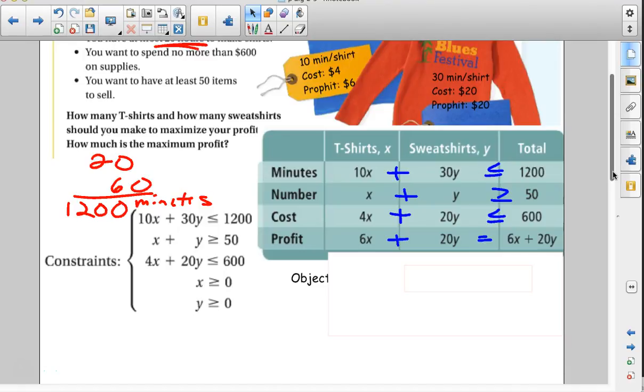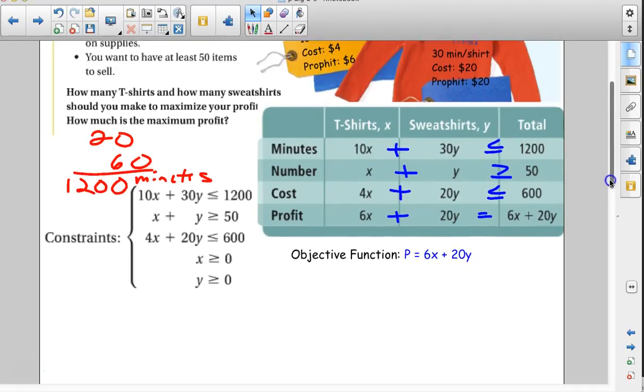And since we're going to maximize profit, probably wouldn't be a bad idea to just use p again and say p equals 6x plus 20y. That's the last thing we worry about. You know, the rest of it is so important that we figure out where those vertices are, and then we can plug those in and figure out where we're going to maximize our profit.